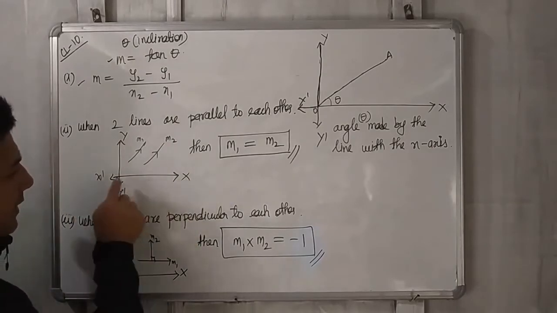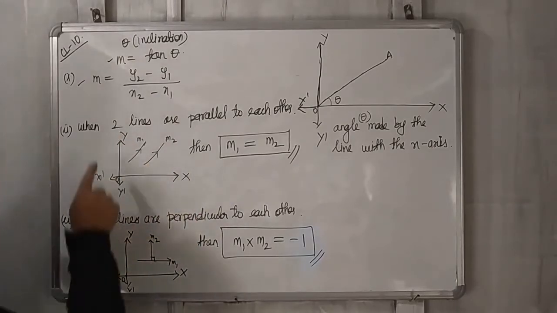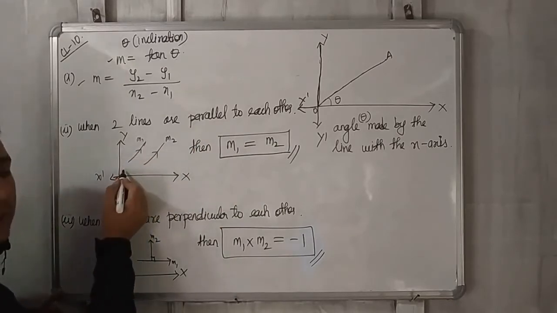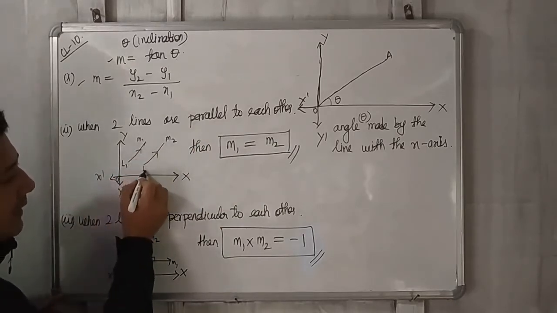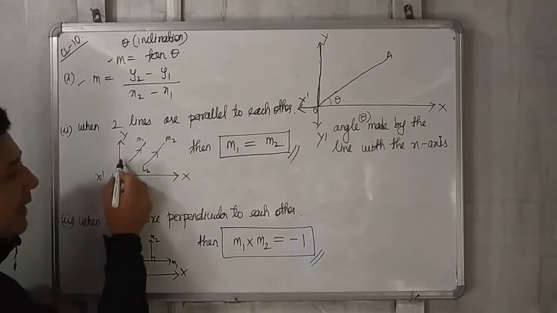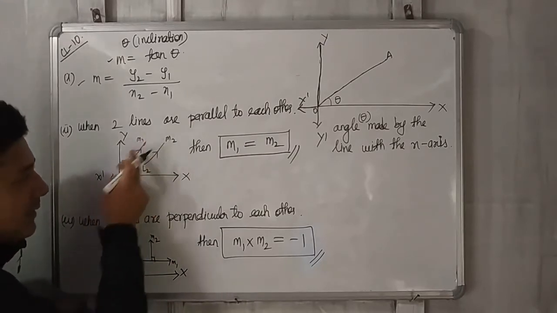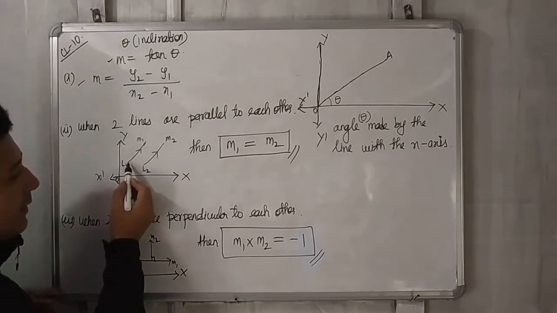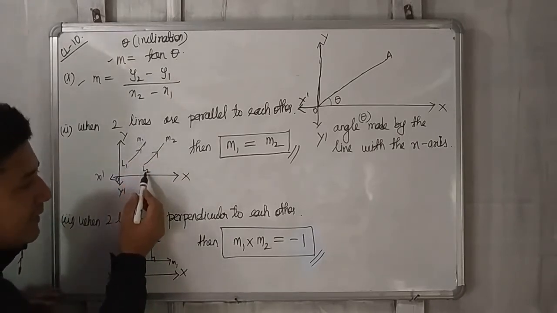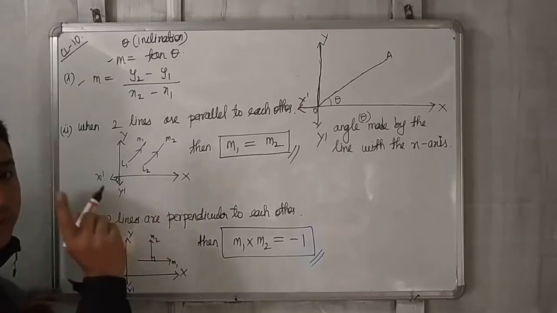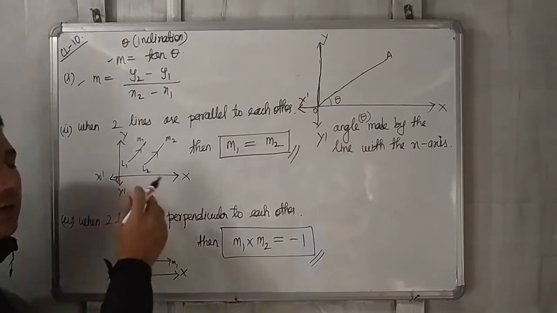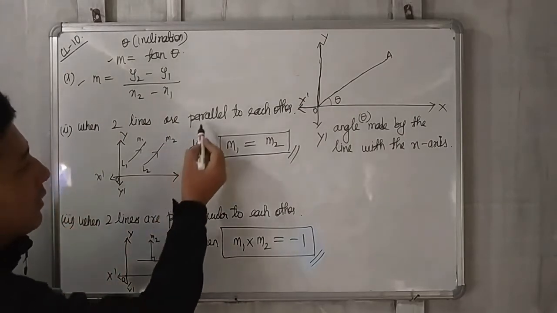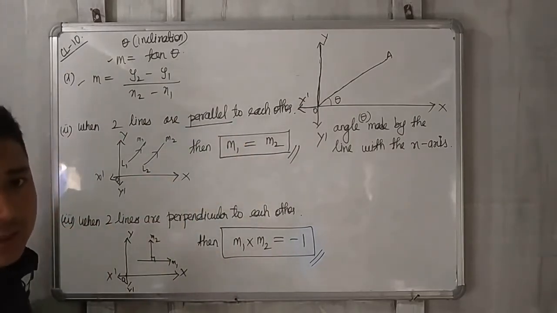Assume that this is the x-axis, y-axis. When there are two lines parallel to each other, I have taken this as line 1, L1, and this as line L2. Obviously line L1 and line L2 will have different slopes, right? Line L1 slope is M1, for line L2 the slope is M2. L1 and L2 are any two random straight lines, but parallel with each other.